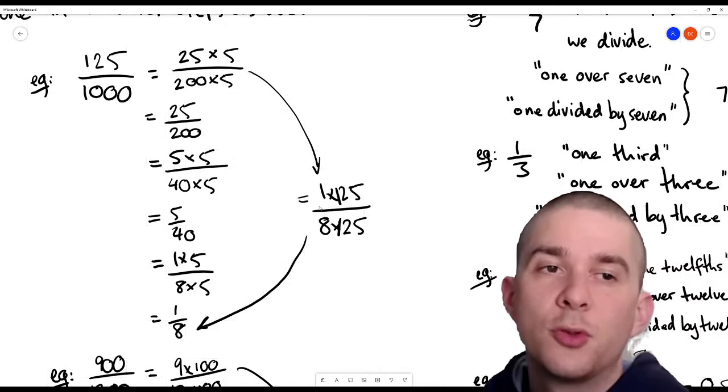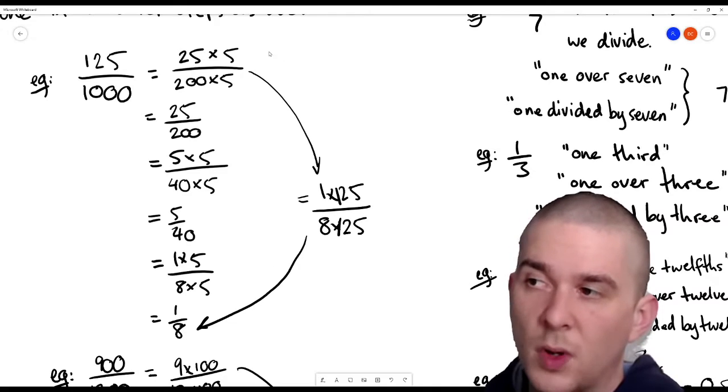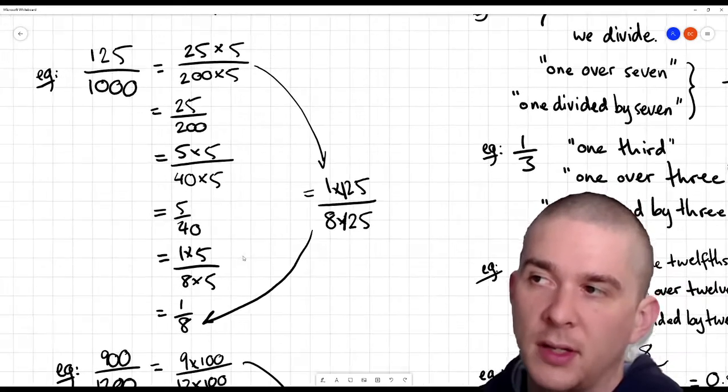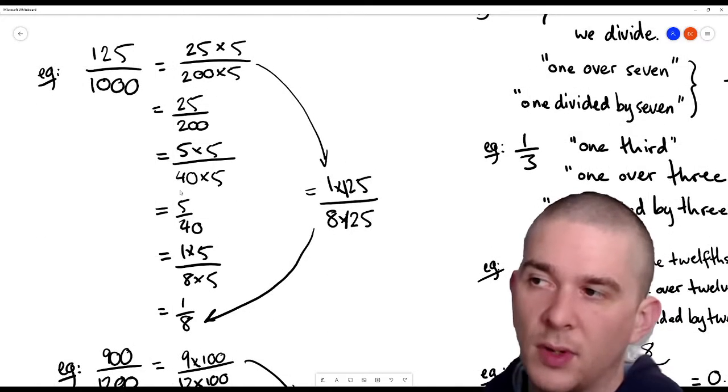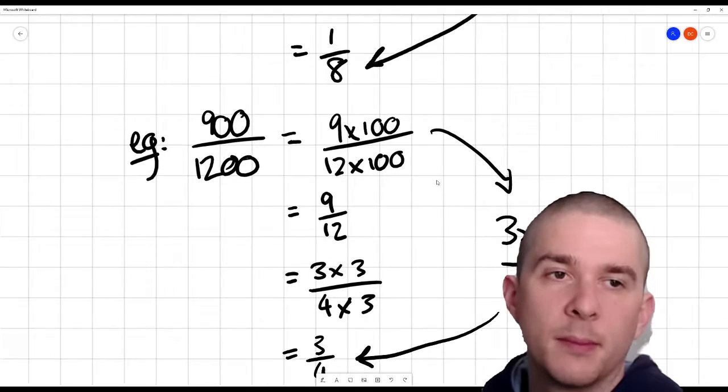So 125 is the largest common factor, and if we found that one first, we could have done all of this in one step instead of pulling out a factor of 5 three times. We did it once here, and once here. All right, so here's another example.